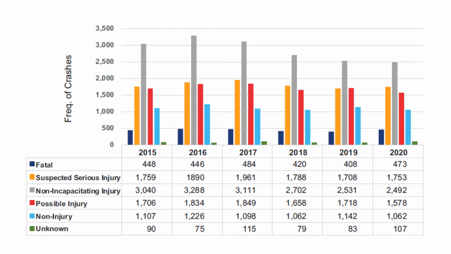Now, when we start to look at temporal trends, we do see from 2017 to 2019 a decline in the number of fatal crashes as well as in the suspected serious injury crashes. However, of concern, from 2019 to 2020, the number of fatal crashes increased from 408 to 473, and the number of suspected serious injury crashes increased from 1,708 to 1,753. Therefore, the decreasing trend I just described, observed from at least 2017 to 2019, is starting to reverse course.